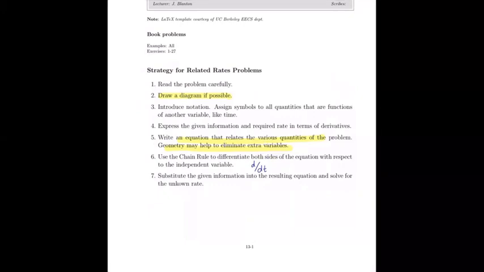So part 6, and this is also critical, right? Once you have a relation among the variables, we're going to ask about rates involved with each variable, right? We're going to see an example of this shortly. But in order to get there, we're going to need to use the chain rule, or really it's implicit differentiation.